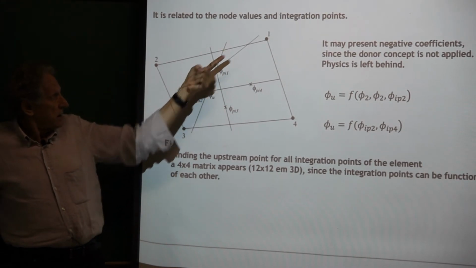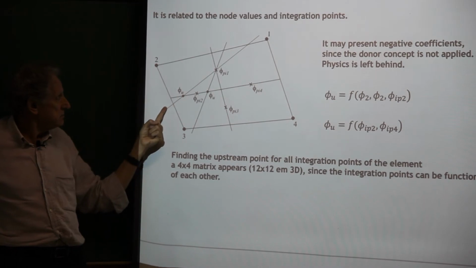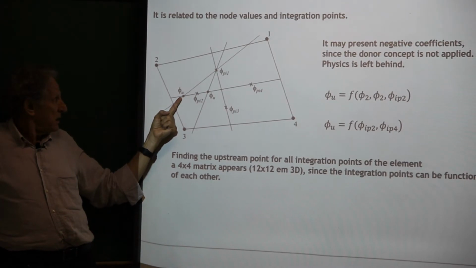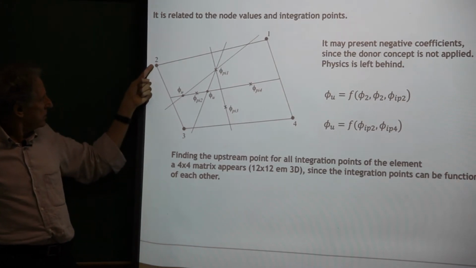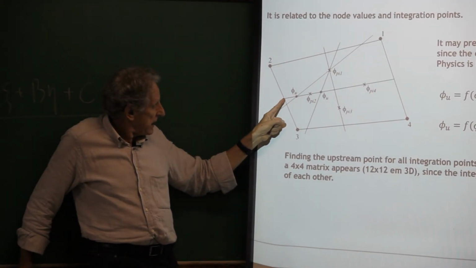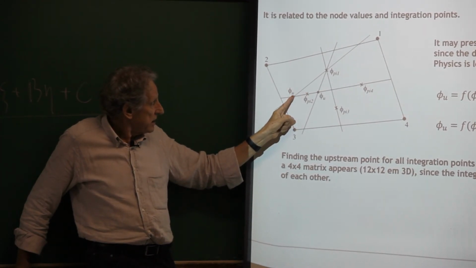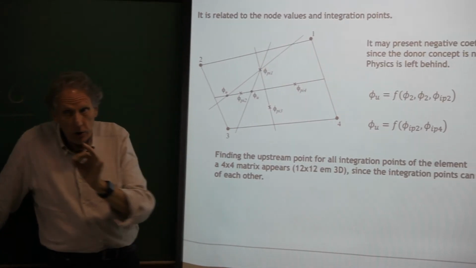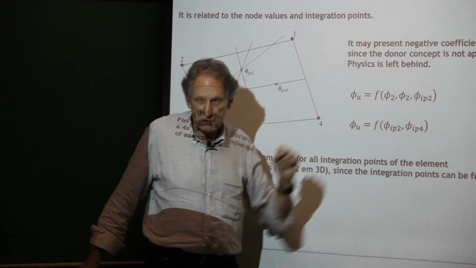Then you are going to recognize the streamline. Let's say that the streamline is this one. Then you could say that your phi upstream is here. How do you find this phi upstream? You could do some average with this point and this point, put it here, and then use this average with this one to calculate here. This would involve phi 2, phi 3 nodal points, and also an integration point here.